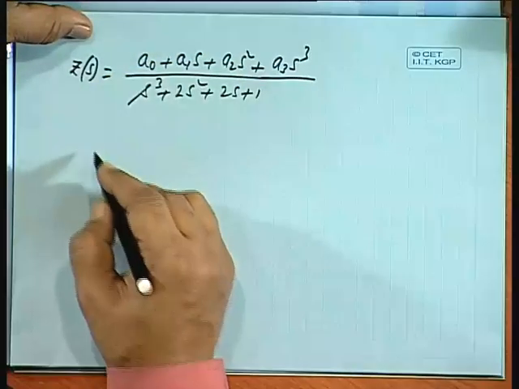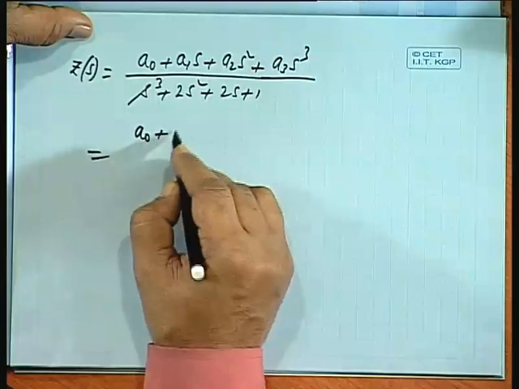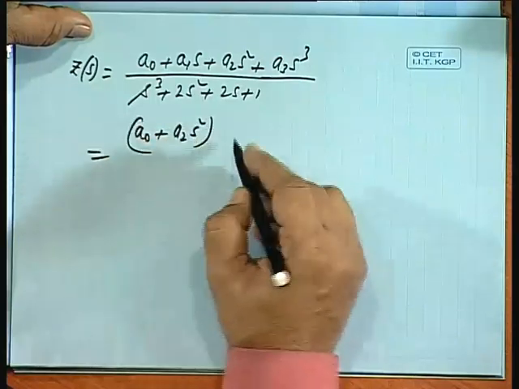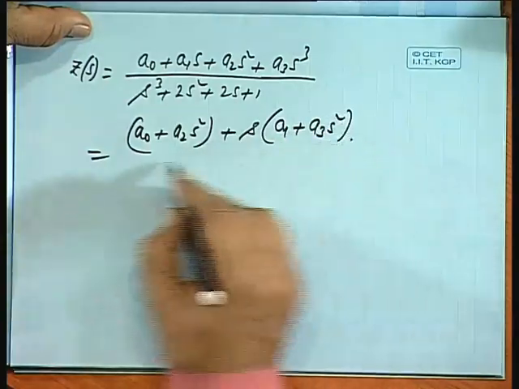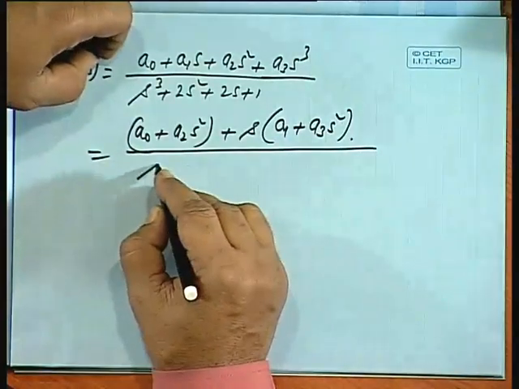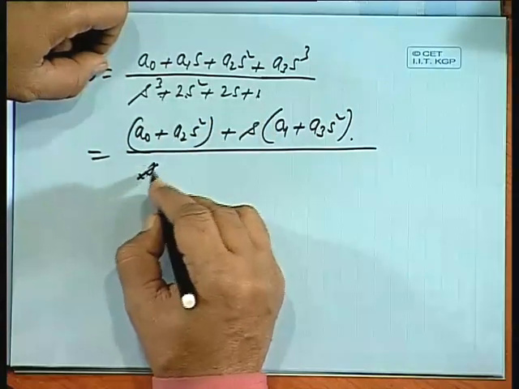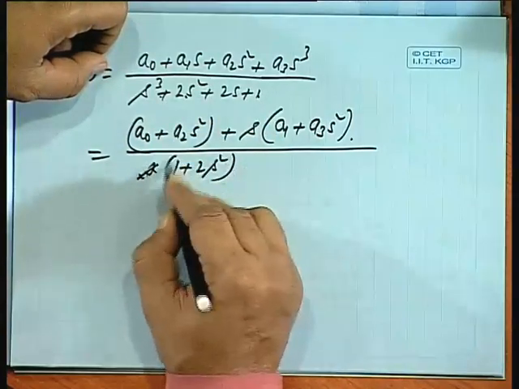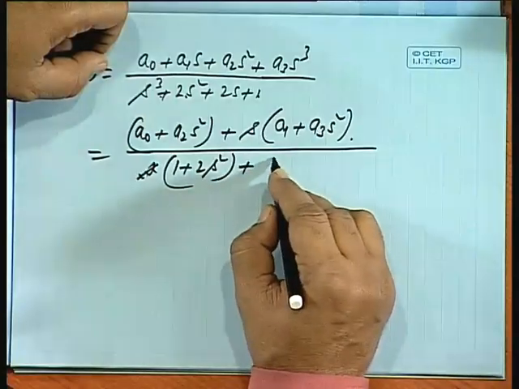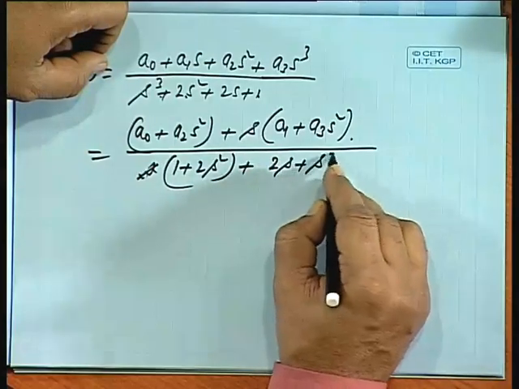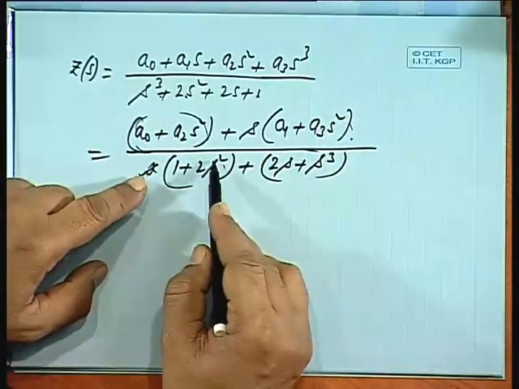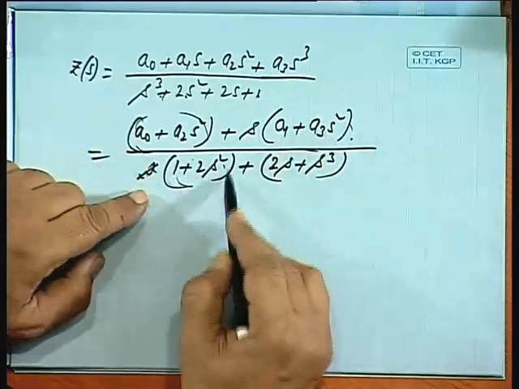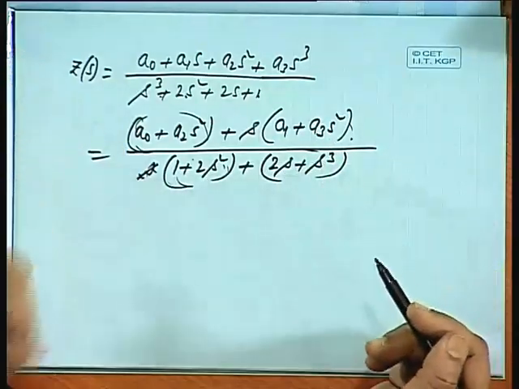So, if you segregate again the even and odd part, this is a0 plus a2 s squared plus s into a1 plus a3 s squared, divided by again 1 plus 2 s squared plus 2s plus s cubed. So, this is M1, this is N1, this is M2, this is N2. Okay.